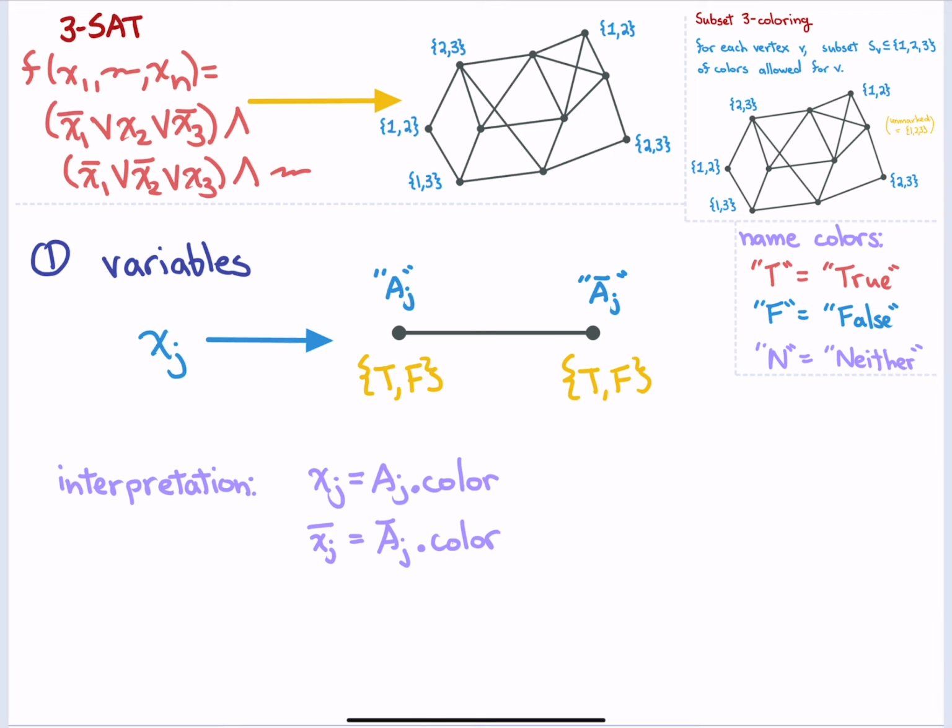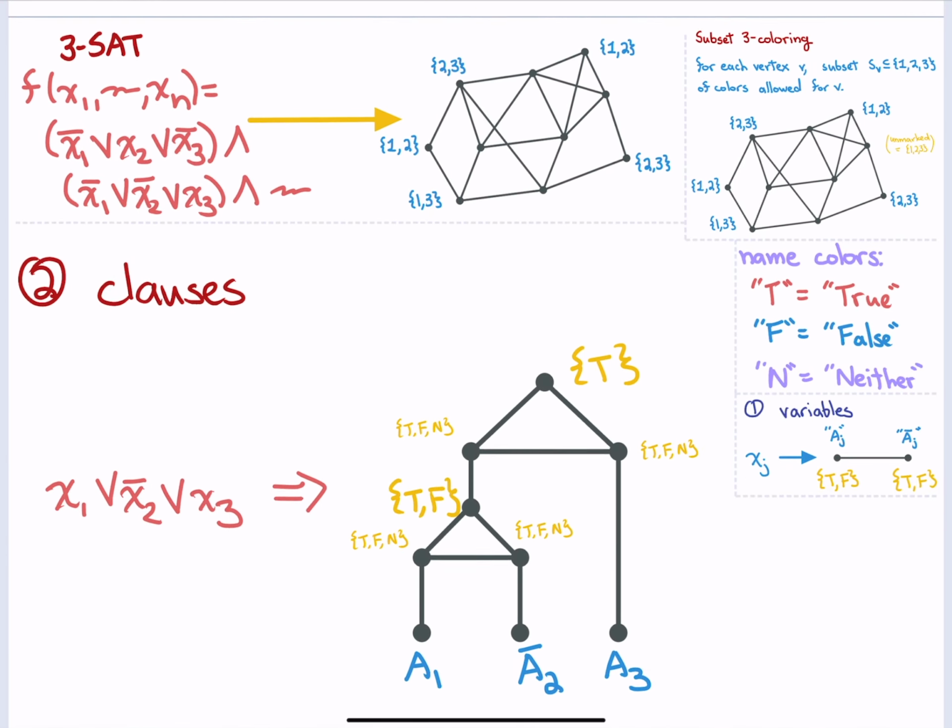And I'm going to add an edge between them, because that says if I assign xj to be true, then xj bar has to be false, because they have to be opposite, and vice versa. If I assign xj to be false, then xj bar has to be true. Okay, so that's the first thing we'll do. The next thing is the clauses. This is a little bit more clever.